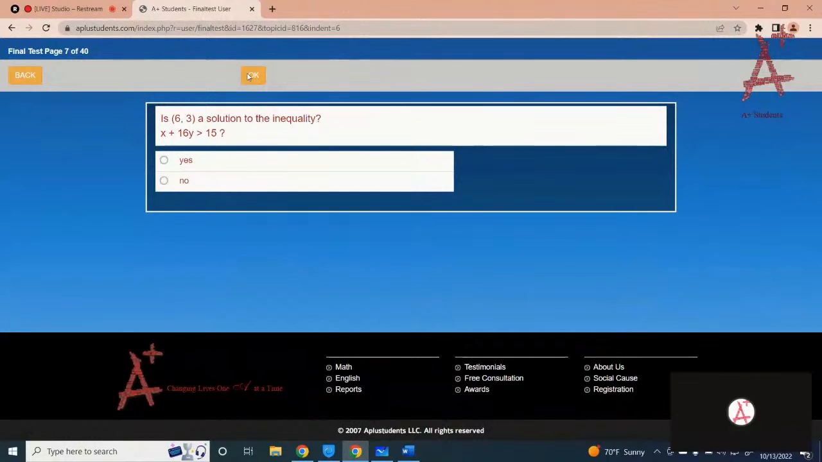Okay, is (6, 3) a solution of the inequality x plus 16y greater than 15?